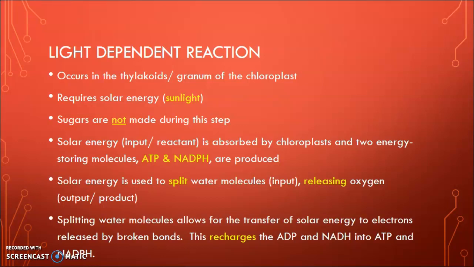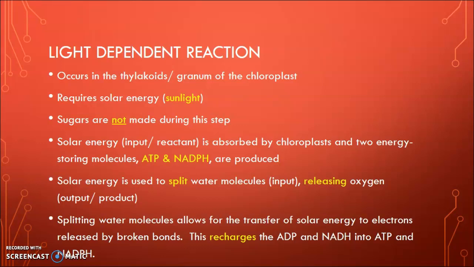So we're going to put that solar energy in, so it's an input or reactant in this case. It's like the ingredients in a recipe. You're putting those in, and then the oven brings out your cake in the end. That solar energy is absorbed by the chloroplast, and then we end up with these two energy storing molecules, ATP and NADPH, that are going to be produced as a product. That ATP and NADPH are going to be crucial for making that sugar molecule later on in the next reaction.